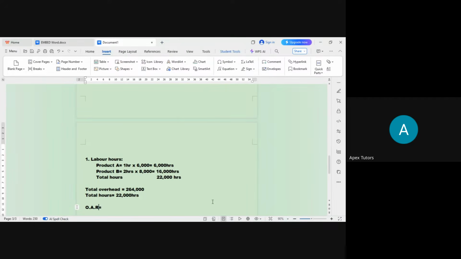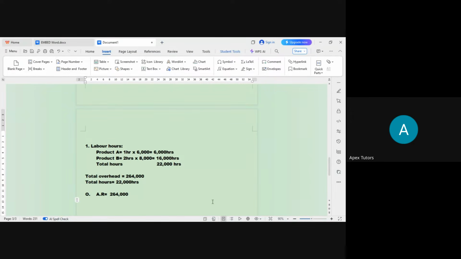Now, for you to get the overhead absorption rate based on labor hours, we've defined this acronym before. Overhead absorption rate based on labor hours. What will you do? It will be 264,000 divided by 22,000. So the overhead absorption rate per hour will be 12 naira per hour.